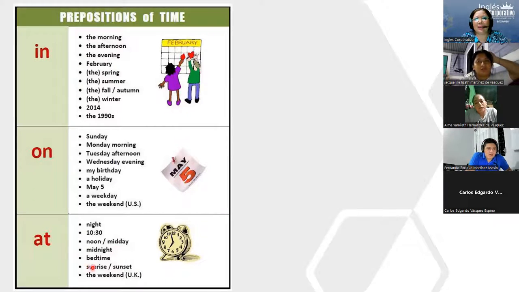Then at bedtime, a la hora de dormir, es un tiempo específico, okay? At sunrise, a la hora que sale el sol, a la hora que se pone el sol, at sunset, es algo que varía nada más por una hora o un minuto, pero ya sabemos que at sunset es ya que el día está terminando, y sabemos que sunrise es cuando sale el sol. Okay, son tiempos específicos, specific times. At the weekend in the UK, okay, in the United Kingdom. All right, so this is what we need to memorize. Memorize, okay?